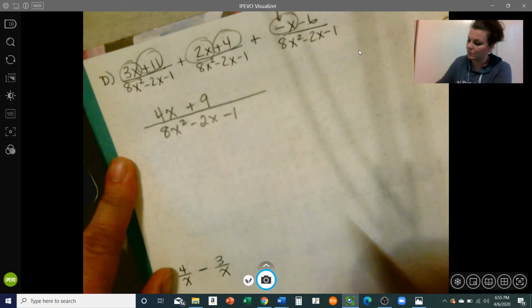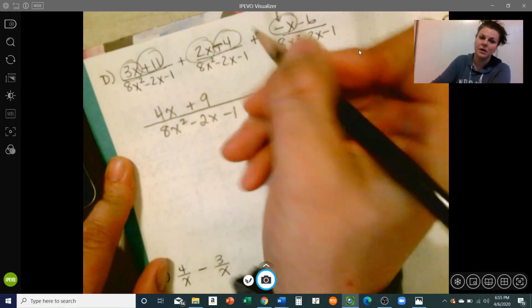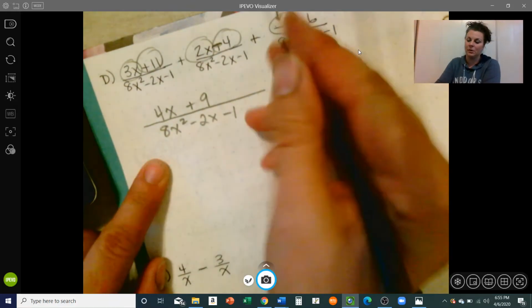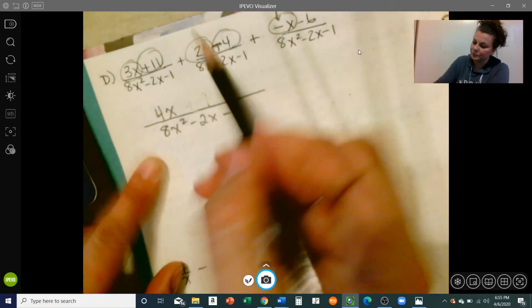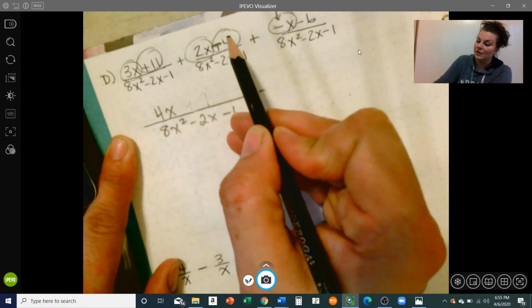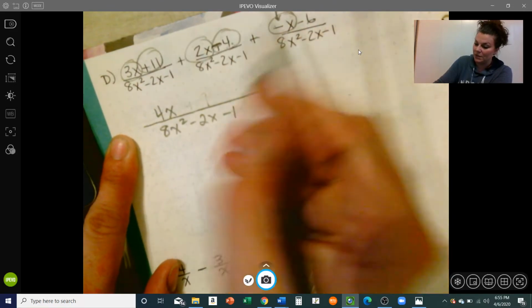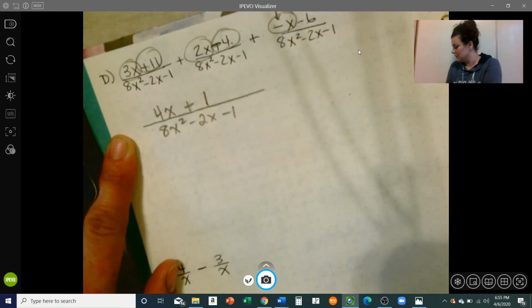Oh, I wrote this problem down wrong. I'm sorry. Change this to a negative. If you're following along in your book, you probably caught that already. So that changes this. 11 minus 4 is 7, and 7 minus 6 is 1. There we go.